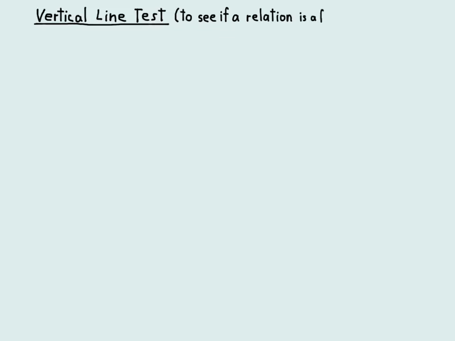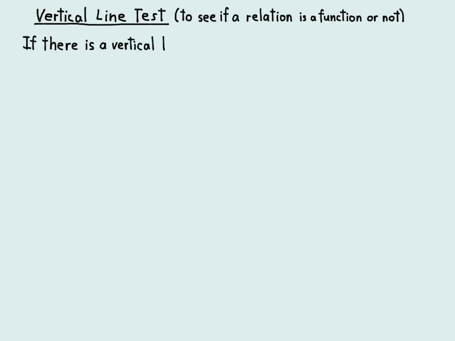Okay, so the last two examples in the last video, the graphs, lead us naturally to a graphical test to see if a relation is a function. This is called the vertical line test, sometimes abbreviated VLT. I usually just write it out: vertical line test to see if a relation is a function or not. So it goes like this.